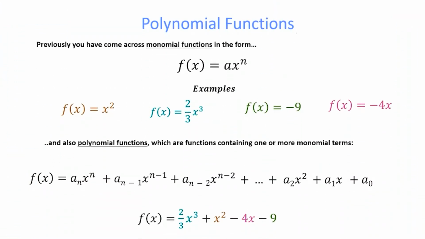So again, in the previous lesson, you should have covered monomials. So for example, we have f(x) equals x squared, f(x) equals 2/3 x cubed, f(x) equals minus 9, f(x) equals minus 4. Now when we put monomials together, we form what are known as polynomials.